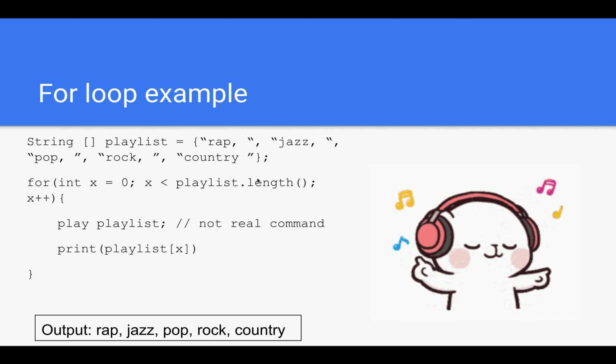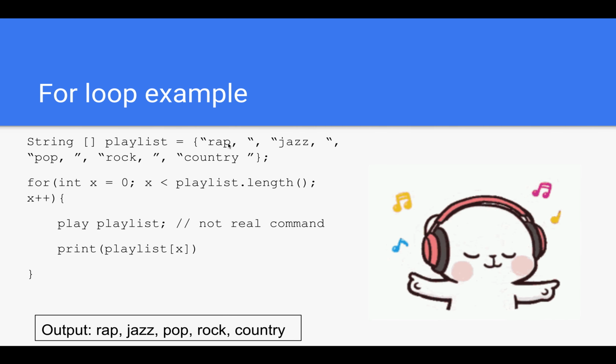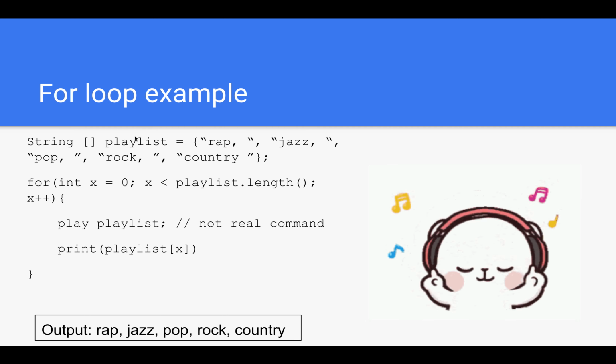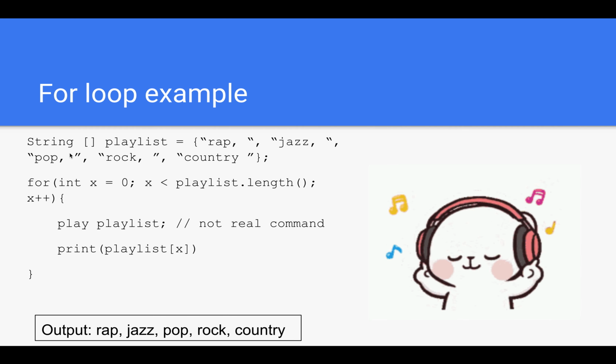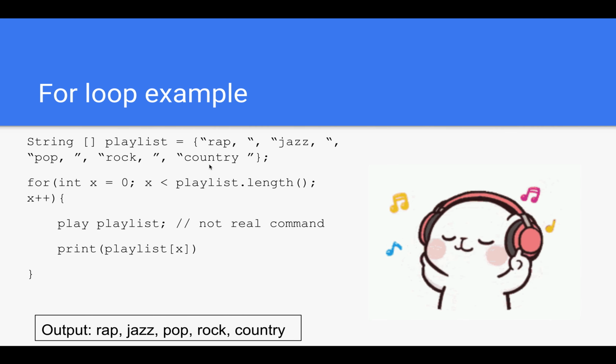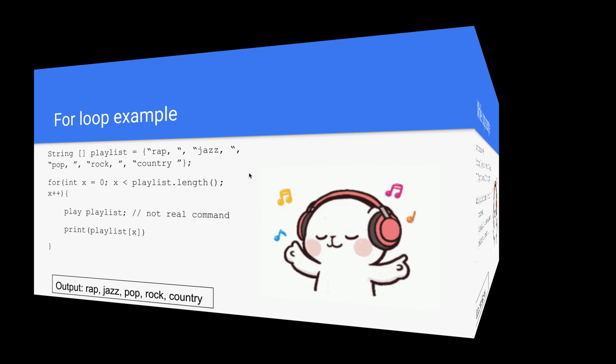So it will start at 0 and print rap, then at 1 it'll print jazz, 2 it'll print pop, 3 it'll print rock, and 4 it'll print country.